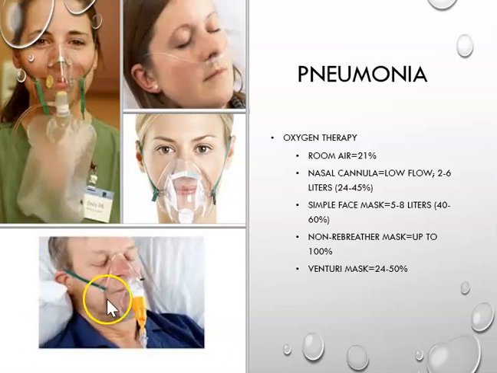And then the Venturi mask, which is going to be 24 to 50%. And again, you really want to make sure that you're humidifying this air because it dries out the mucous membranes, and it can cause a sore throat as well.